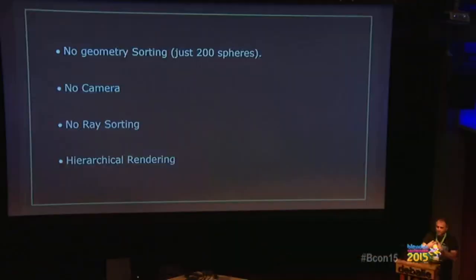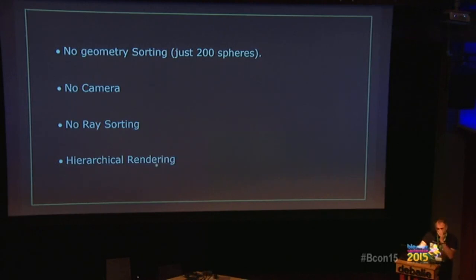So I use hierarchical rendering. What is hierarchical rendering? First, no camera. Why no camera? How can I do rendering with no camera? Just because I'm using Cycles and Blender, so I can get the camera information from Cycles. I don't have to generate my own camera. I'm just using the rays from Cycles. So that's why there is no ray sorting. Cycles is doing a very, very good job in ray sorting. I don't need to do it again.